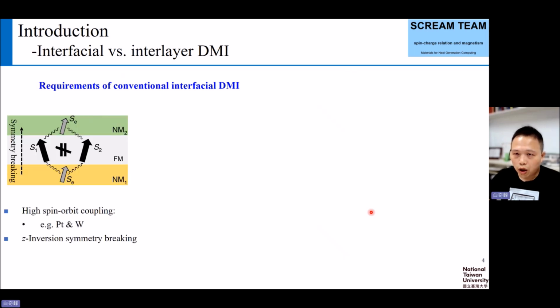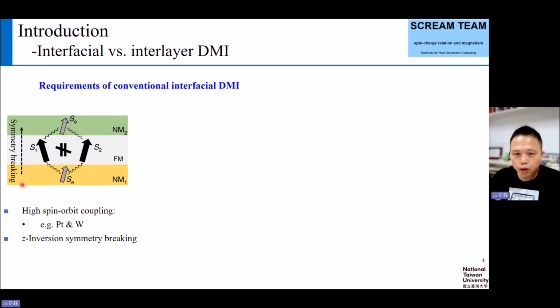So what we just saw is what we call the conventional interfacial DMI, and this is typically achieved by having this kind of Z direction symmetry breaking. As an example shown over here, if a ferromagnetic layer is sandwiched between two normal metal layers, and the two normal metal layers have different materials or different thickness or different structure, and sometimes you will also see this normal metal layer being replaced by an oxide layer.